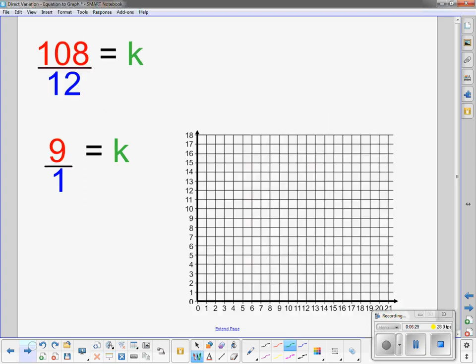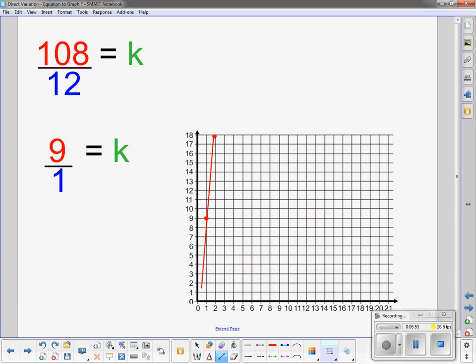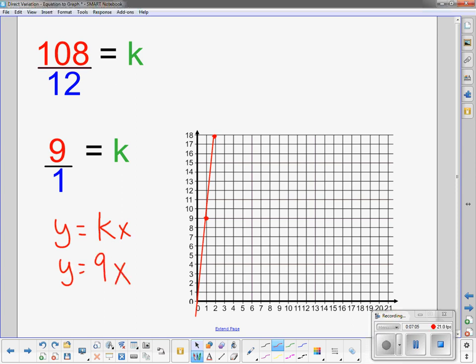And this page right here shows 108/12 simplifies all the way down to 9/1. So as I go to graph this, it's going to rise 9, run 1, rise 9 more, run 1 more, and I will make a straight line through those points. And again, it goes through the origin. So with my direct variation equation, y equals kx, that is actually y equals 9x for this problem, which is represented by that graph.